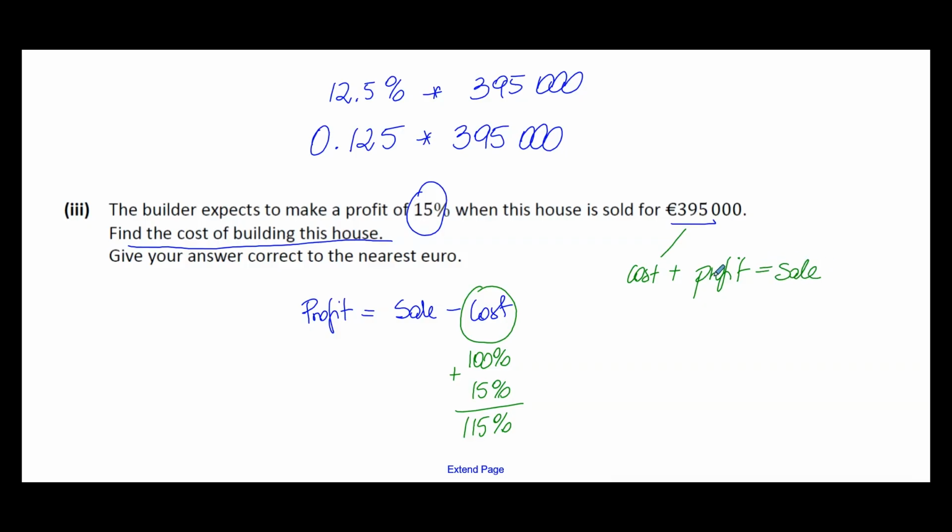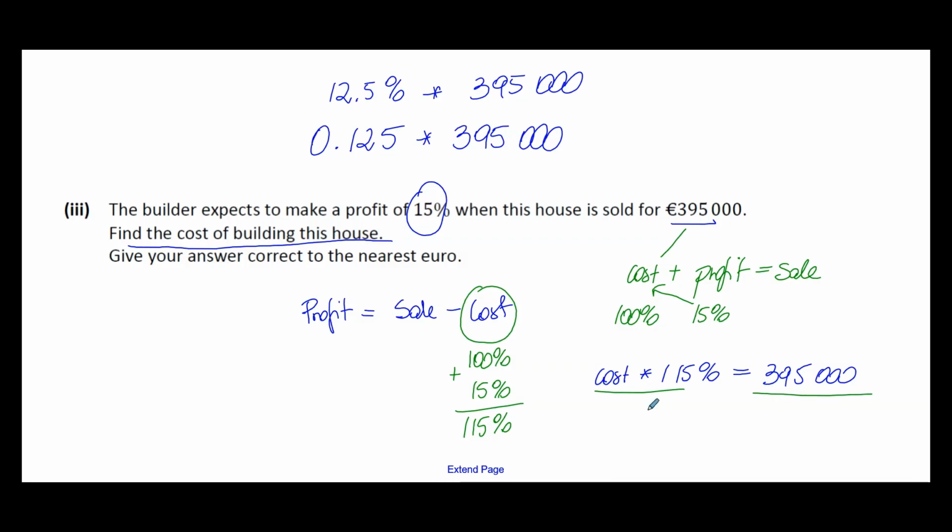So again, how much is that profit? That profit is 15%. The cost is 100%. Profit is 15% of what? Of the cost. So how do we do this calculation? So we are saying to ourselves that the cost, 100%, plus the 15% on top of that cost that he will get, will equal the sell price of 395,000. So again, I want to find the cost.